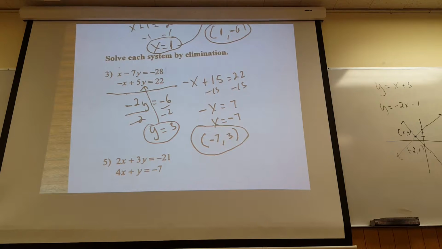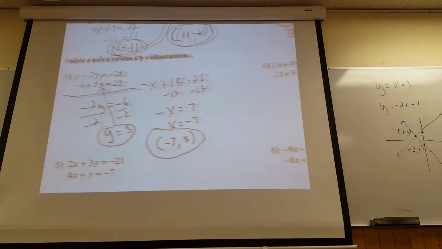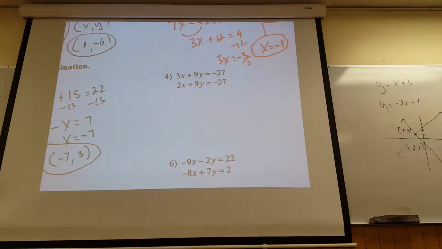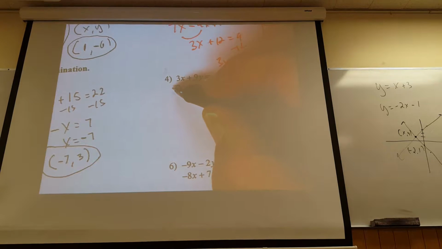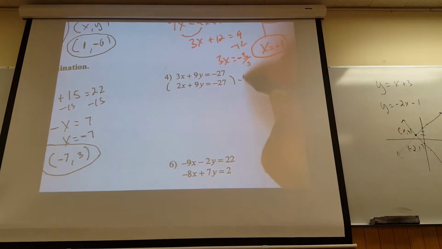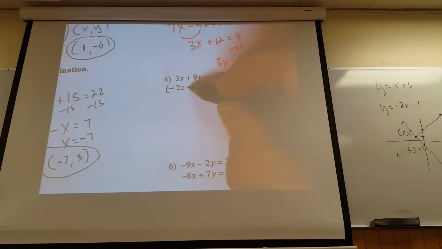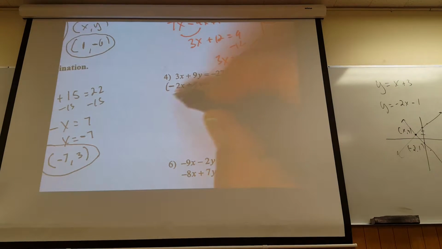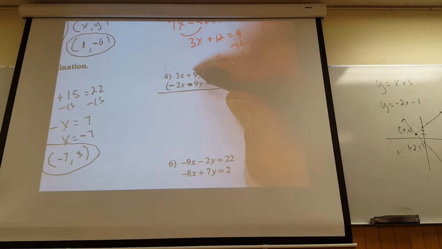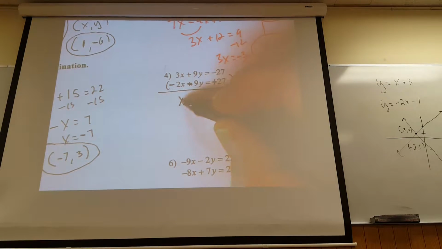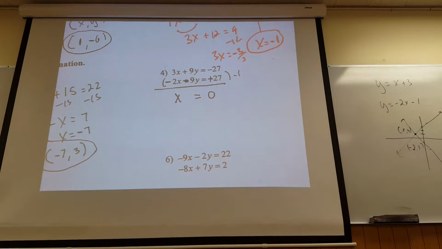Number 4, you don't eliminate anything when you add them. So what do we need to do? Yeah, times this one by a negative 1. So that's a negative 2x, a negative 9, and a plus 27. So the y's go out, so I get x equals 0. Now, 0's a number, and that works just fine.